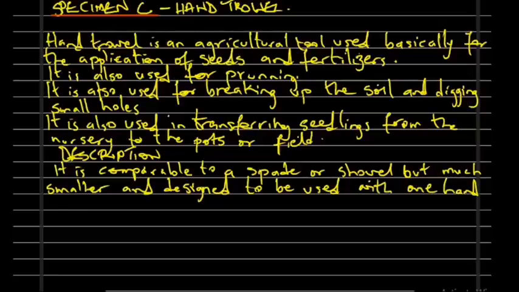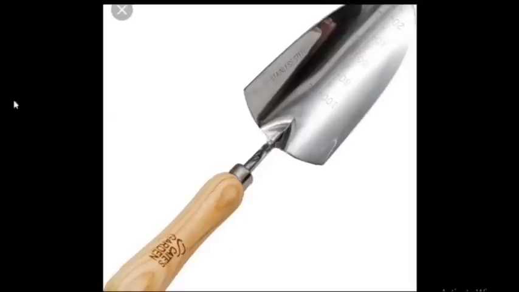So this is an example of what the picture of the hand trowel looks like. So this is the hand trowel. We can see how it looks. We can see this part here, which is the handle, and then we have this other part here, which is the part that is used to carry out its agricultural operations.